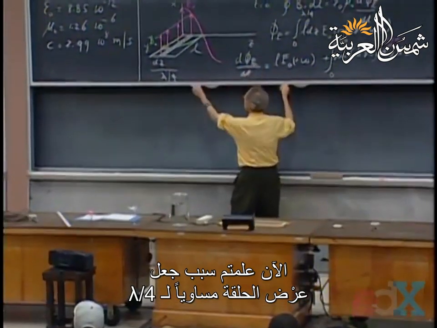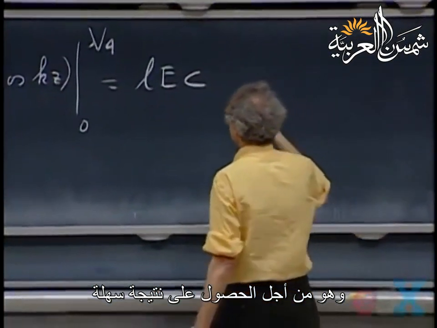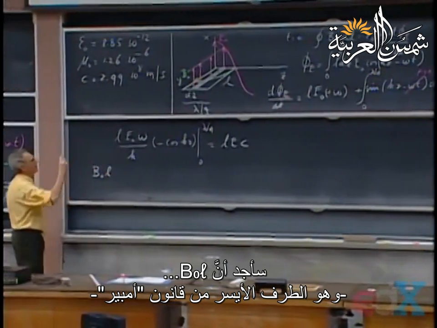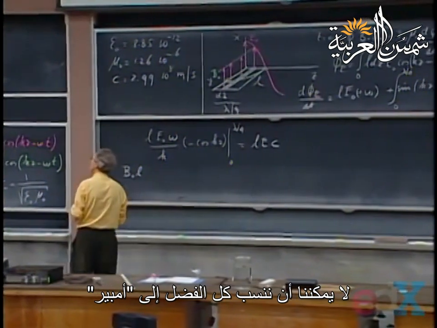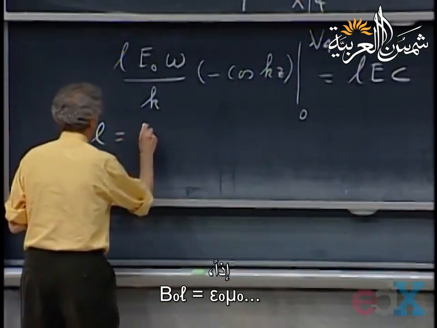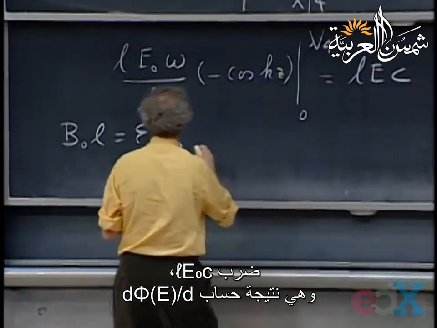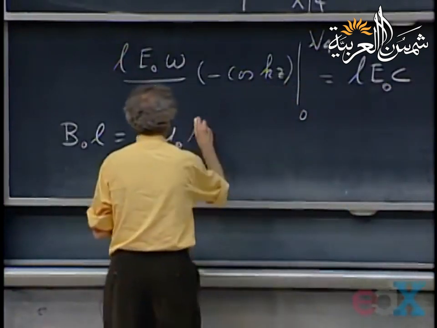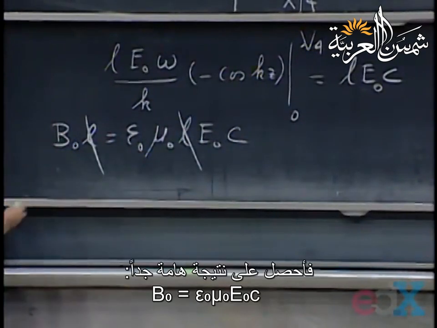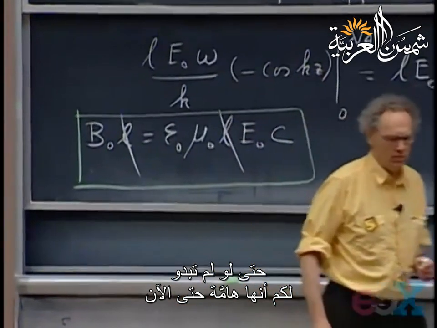So now you see why I chose the widths lambda over four, so I get a very easy result. So I find then that B zero times L, which is the left part of Ampere's law, well, it's too much to give Ampere all the credit, because it's really Maxwell who added that term, d phi E dt. And so this now is epsilon zero mu zero, which you see upstairs there, times the result that we have here. Oh, by the way, this is E zero, times L times E zero times C. And I lose my L. And you see here a result that is quite remarkable, even though it doesn't look so remarkable to you yet.